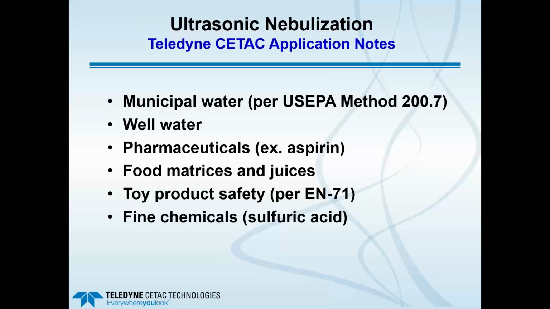Other application notes: this one in particular was for the toy product safety EN71, but this accessory coupled with ICP-OES is used across a variety of applications. We did a recent webinar on municipal water per US EPA method 200.7. That was a treated water sample, well water, untreated. Pharmaceuticals per USP 232-233, we looked at aspirin. Food matrices and juices, which has been a very important topic, particularly when looking at arsenic.